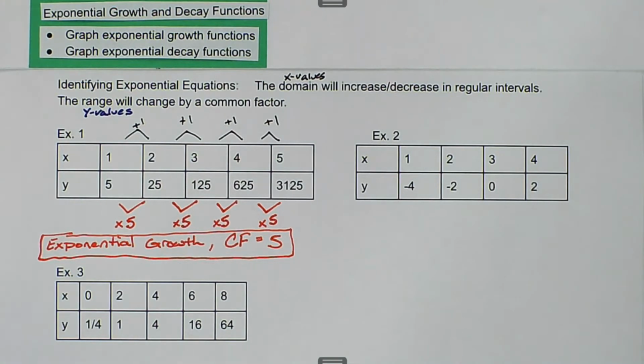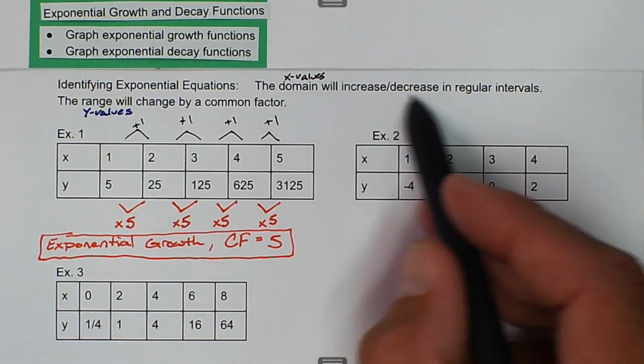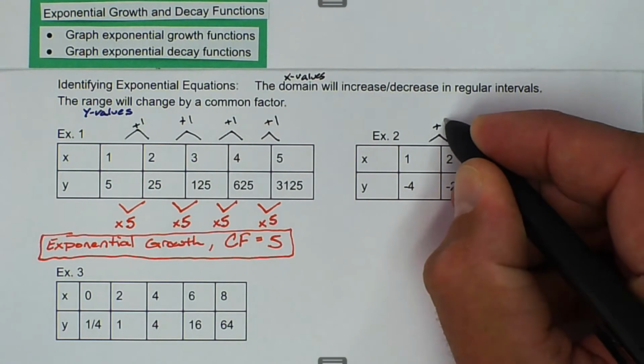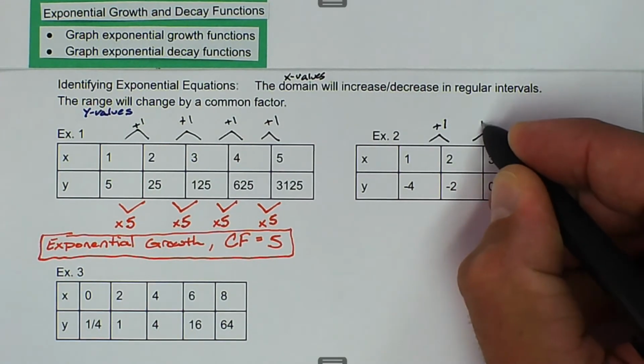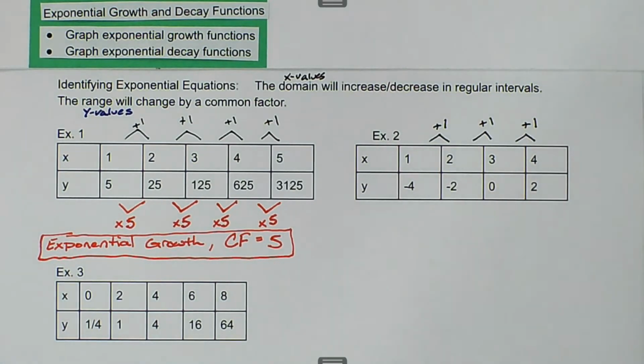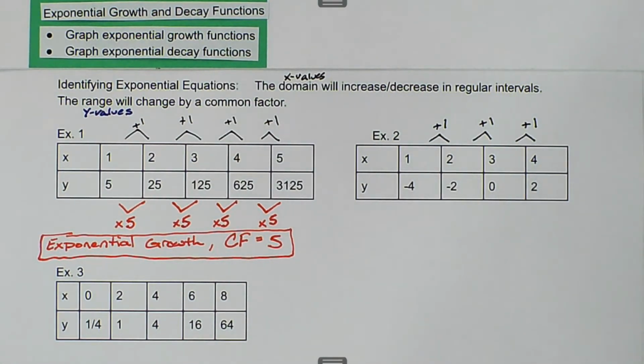The next one we're looking at is example 2. Again, we want to check the domain and make sure it's increasing or decreasing in regular intervals. So here we got 1 to 2 is plus 1, 2 to 3 is plus 1, 3 to 4 is plus 1. So the interval is increasing, so that's great.